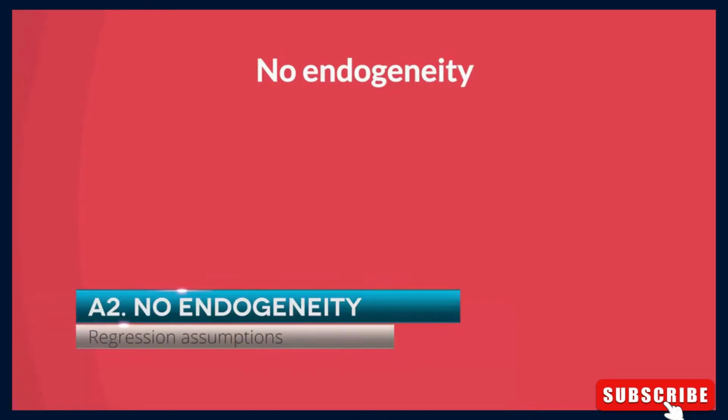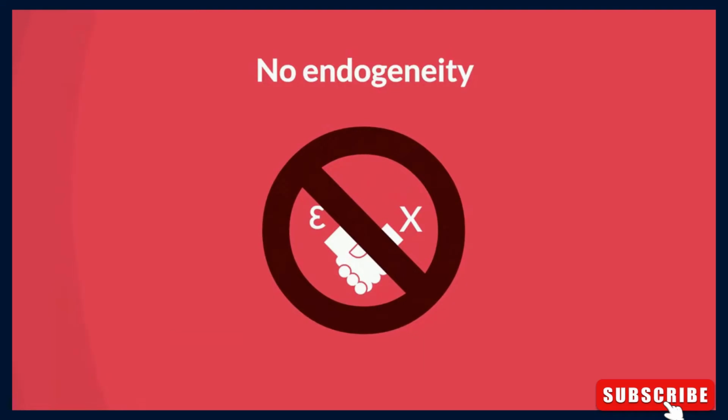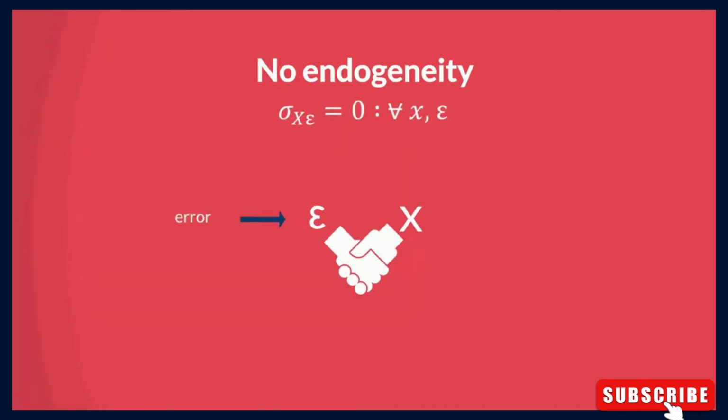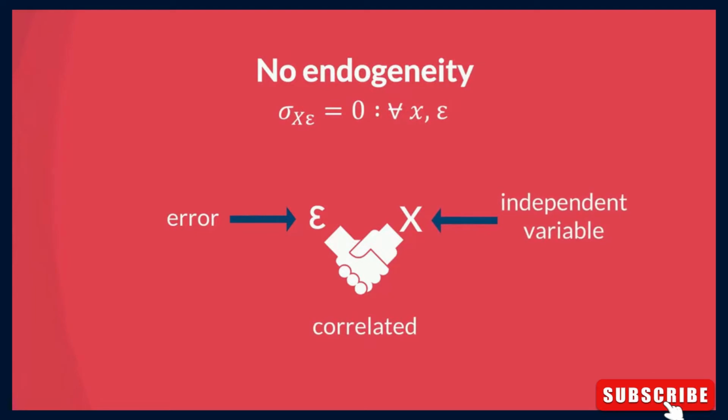Lecture 56, No Endogeneity. Alright, the second assumption is the so-called no endogeneity of regressors. It refers to the prohibition of a link between the independent variables and the errors, mathematically expressed in the following way. Think about it. Here, the error, the difference between the observed values and the predicted values, is correlated with our independent values.